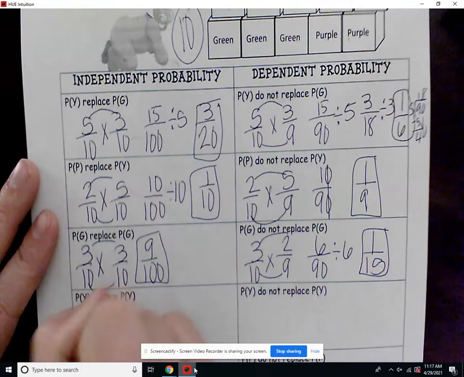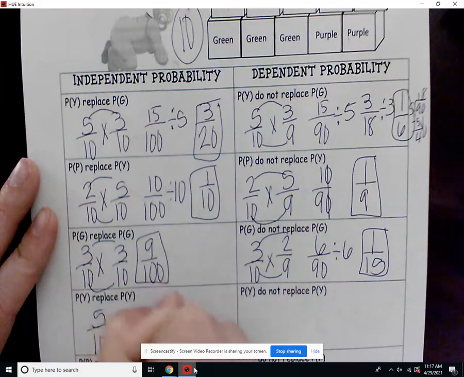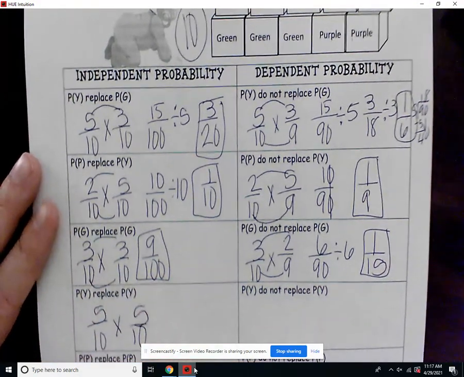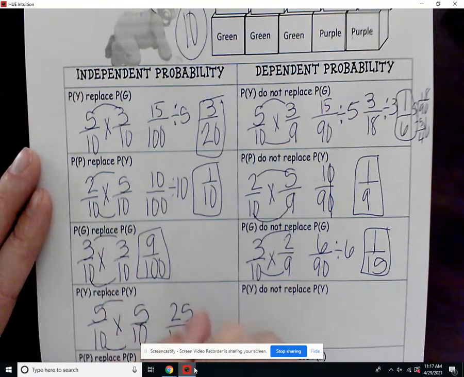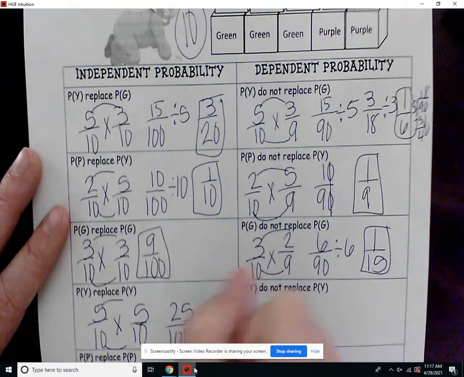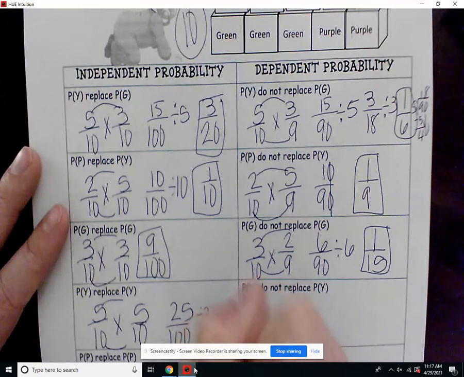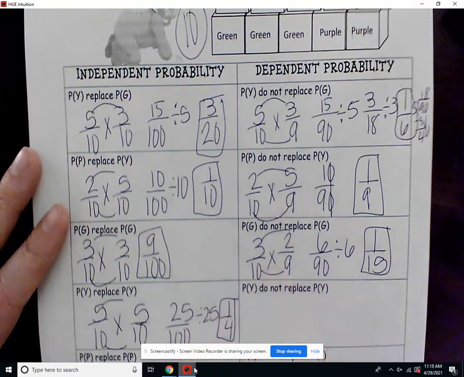So yellow, we have 5 out of 10. Replacing it means put it back. So we still have 5 out of 10. So 5 times 5 is 25. 10 times 10 is 100. And that's going to simplify by 25, which is 1/4.